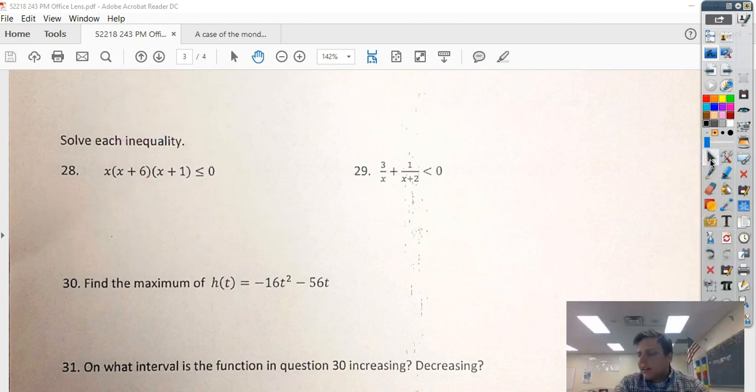Problem 29 is a little bit more of a pain of a problem. My suggestion on problem 29 is, remember, since you have x in the denominators, you have to not only figure out your zeros, you must also figure out your vertical asymptotes. You have to do both. Here's my suggestion: let the calculator do all the thinking for you. Let's go to the calculator and think about this.